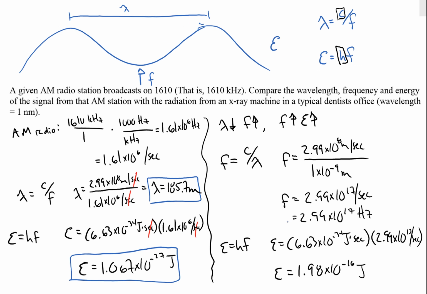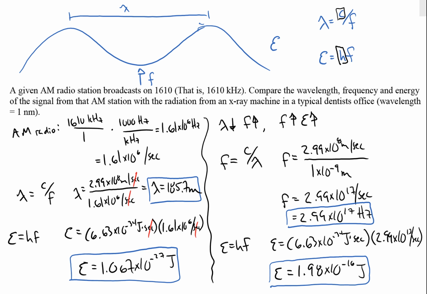If we compare those two answers, I see a frequency that is much higher than it was with the AM radio. And I see an energy that, while it's still a small number, because we're still talking about photons, is significantly higher, 10 orders of magnitude higher than the energy of AM radio. This tells us that an X-ray machine is going to give us much more dangerous radiation than AM radio will.